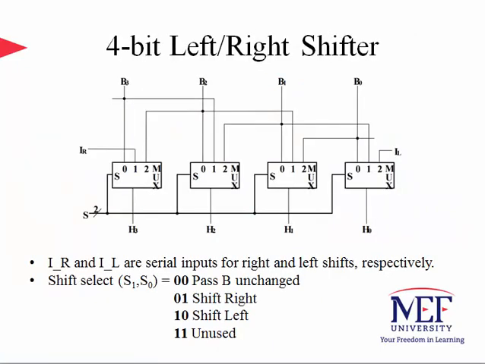The shifter is also another useful logic in the functional unit, as it can be used to perform multiplication and division by 2 very efficiently. Here is an example 4-bit left-to-right shifter that shifts right or left based on select inputs. If the select inputs are 0, 0, the input is unchanged. I sub R and I sub L are serial inputs for right and left shifts respectively. They're usually set to logical 0 for almost all practical matters.